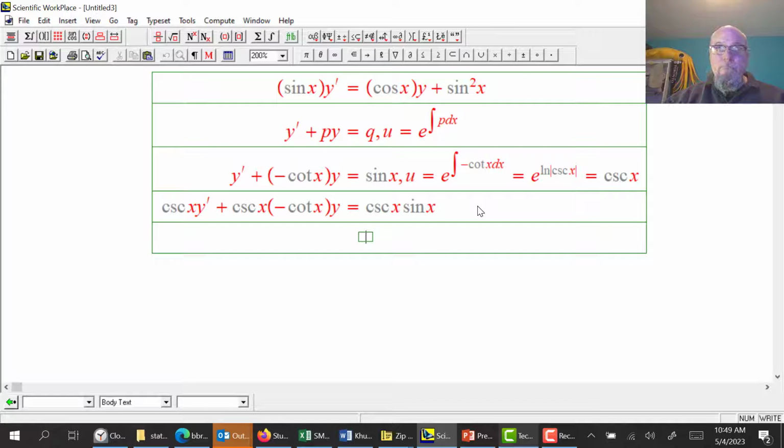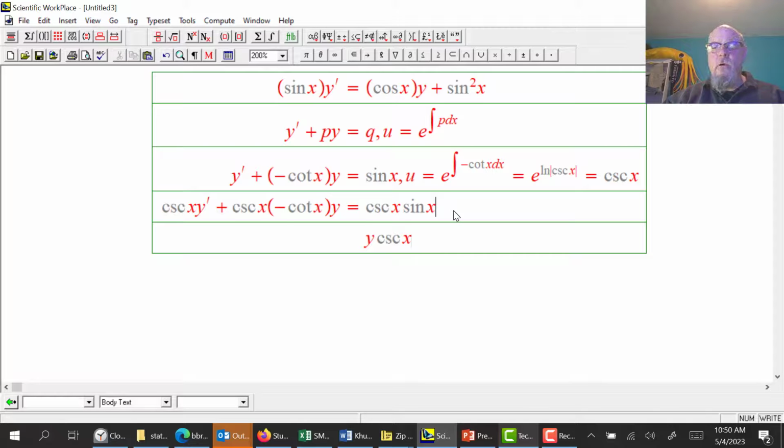Now, this side with the y prime and the y, that always integrates to be y times the integrating factor. I mean, we can check it by doing product rule. Derivative of the first is y prime, leave the cosecant alone, plus leave the y alone. The derivative of cosecant is minus cosecant cotan, so it works. So from this step to this next step, I'm integrating both sides.